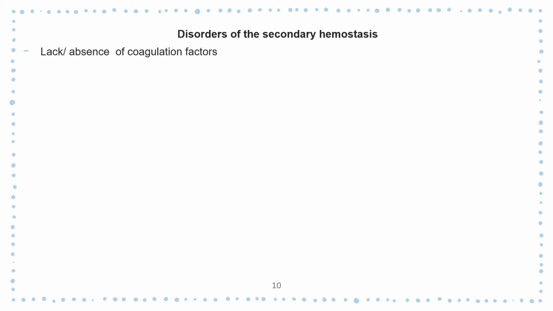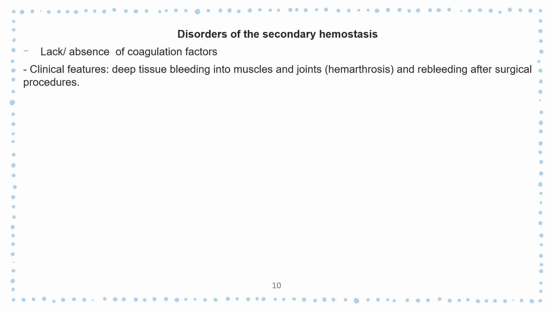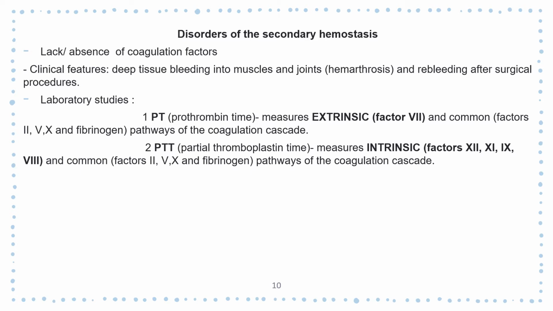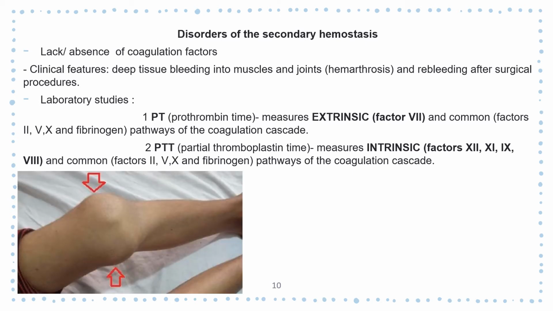Lack or absence of coagulation factors. Clinical features: deep tissue bleeding into muscles and joints, and rebleeding after surgical procedures. Laboratory studies: we're looking at prothrombin time. It measures extrinsic factor 7 and common factors 2, 5, 10, and fibrinogen pathways of the coagulation cascade. Partial thromboplastin time measures intrinsic factors 12, 11, 9, 8, and common factors 2, 5, 10, and fibrinogen pathways of the coagulation cascade. On this picture of the patient, you can see hemarthrosis.